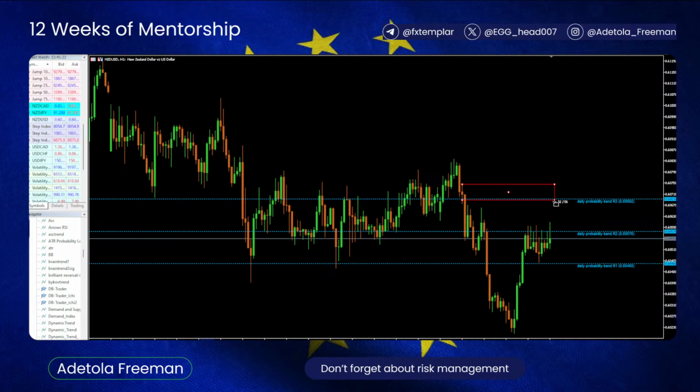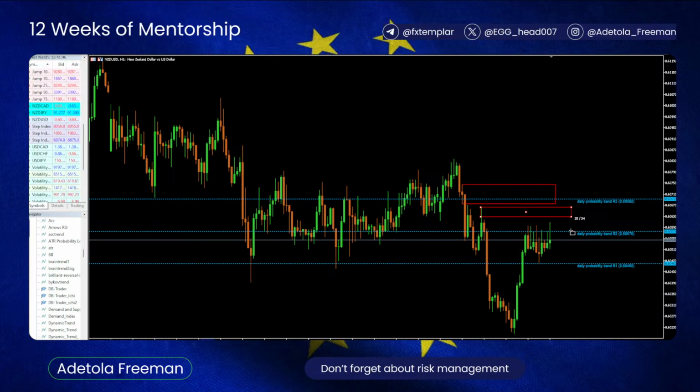From this chart that you can see, what's the current trend on NZD USD? Is it bullish or bearish? Beautiful. It's a bearish trend, all right? The sellers are in charge of the market right now.